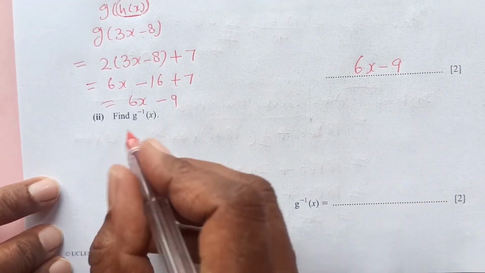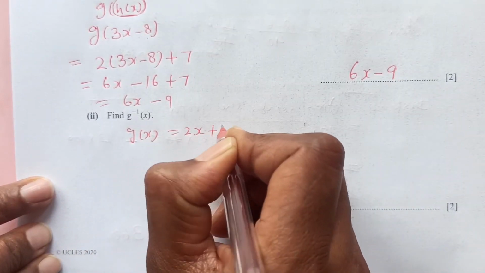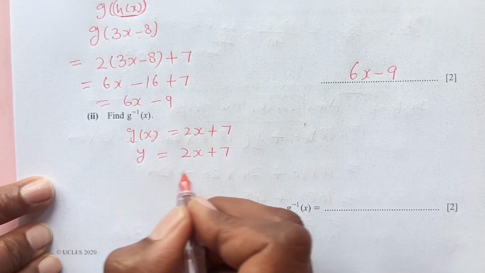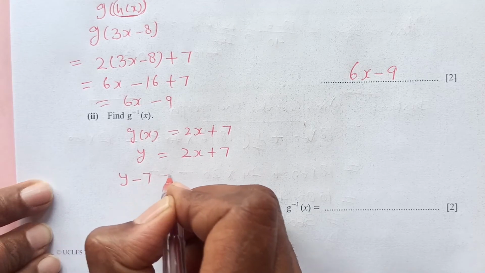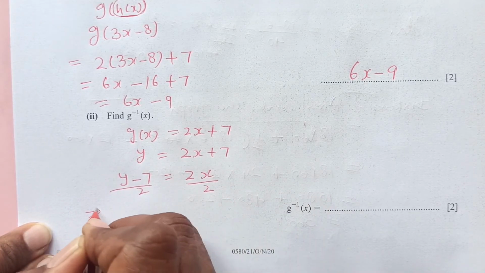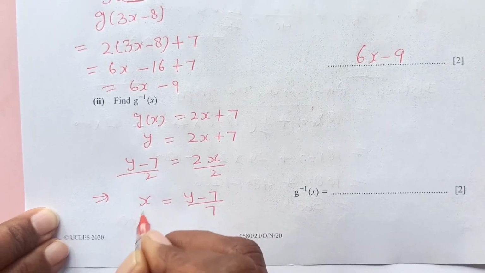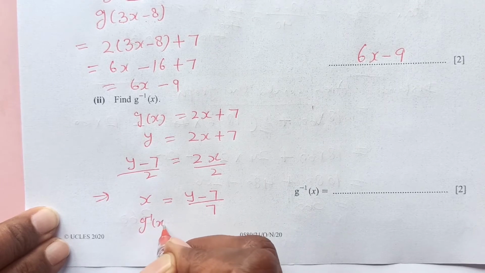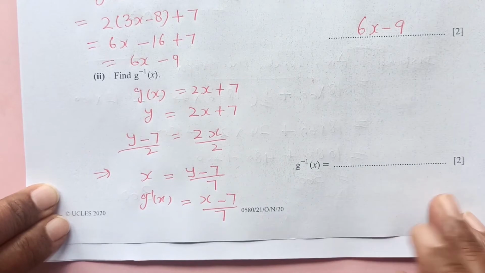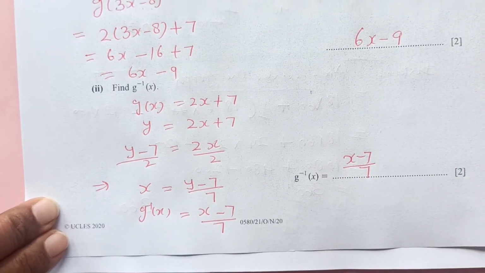Now g inverse x, first of all let's take g(x). g(x) is 2x plus 7. We can make it y equals 2x plus 7. Now make x the subject. y minus 7 equals 2x, divide by 2, divide by 2. So that means x is equal to (y minus 7) over 2. So this is our g inverse x. Now replace y by x. So (x minus 7) over 2. That's it.